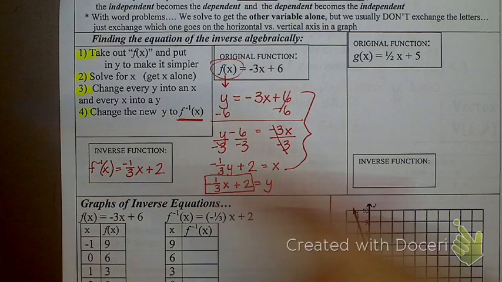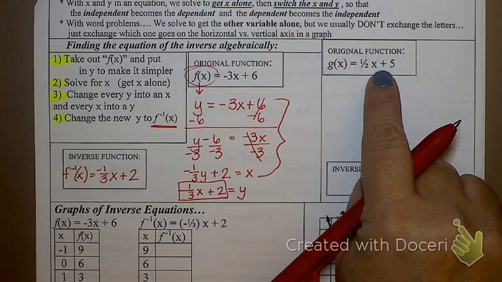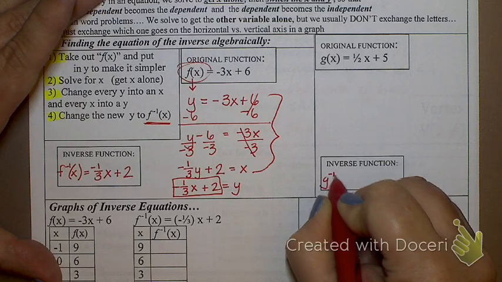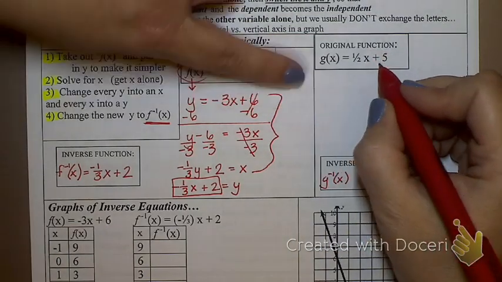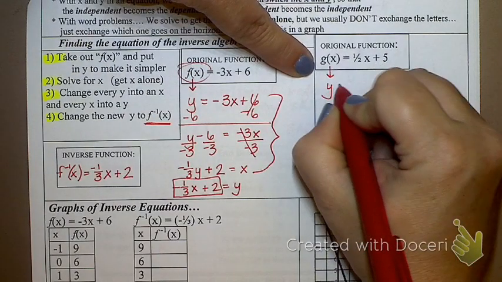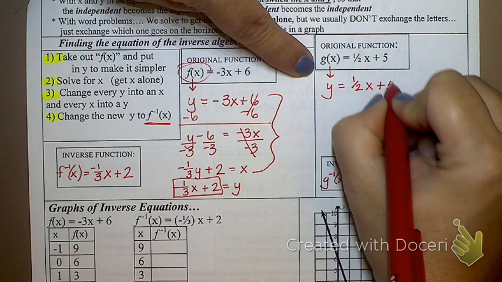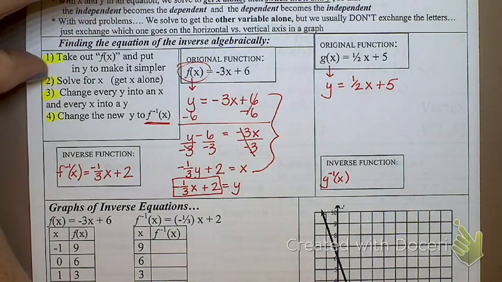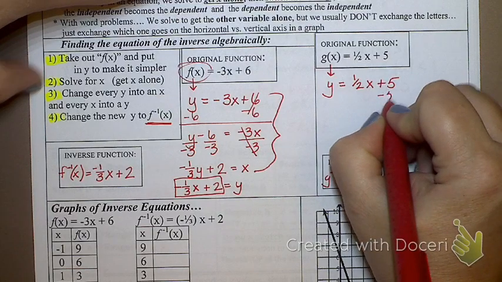Okay. Let's try it again. Here's an original function. This one's g of x, which means that when I write the inverse function, I'm going to put g inverse of x. What am I going to do first to find the inverse? Change g of x to y. What's my second step? Anybody? Get x by itself. So what am I going to do? Subtract 5.